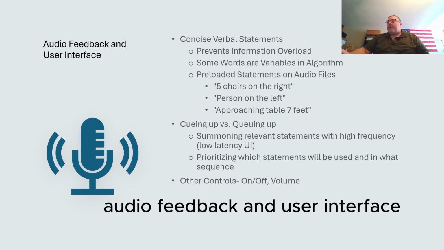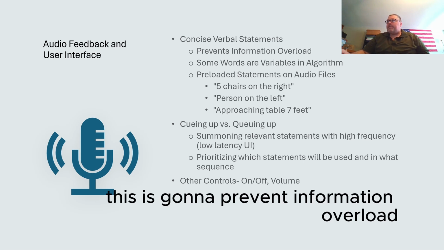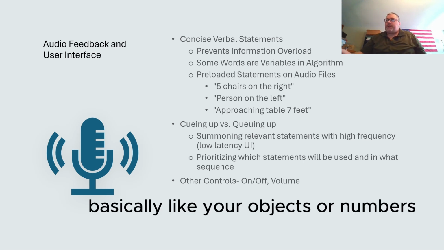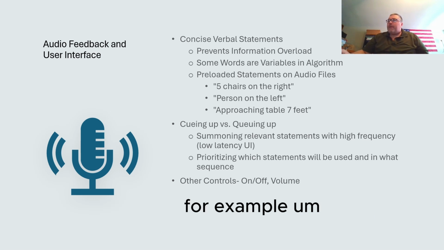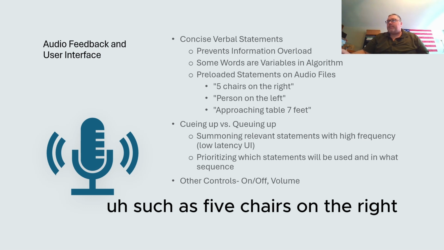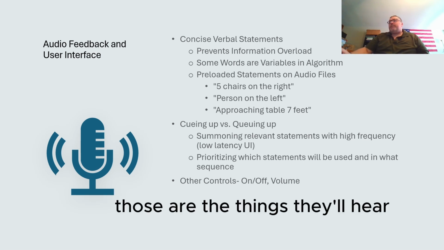Audio feedback and user interface. Our system is going to give the user concise verbal statements. This is going to prevent information overload. Some words in these statements are variables in the algorithm, basically like your objects or numbers, for example. We have preloaded statements on audio files that get queued up, such as 5 chairs on the right, person on the left, or approaching table 7 feet. Those are the things they'll hear.